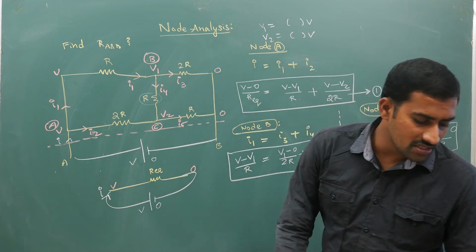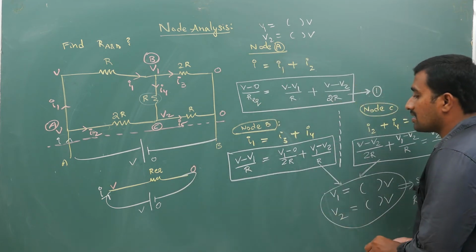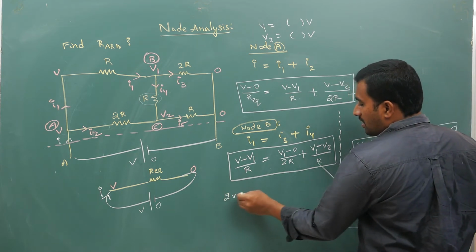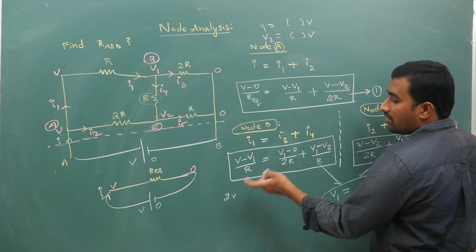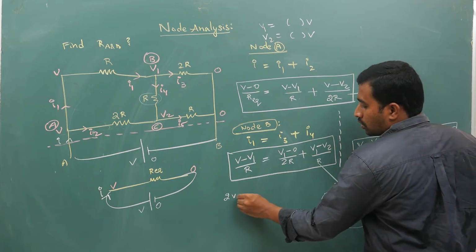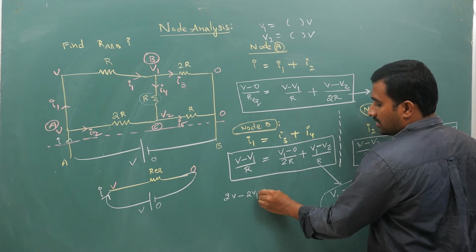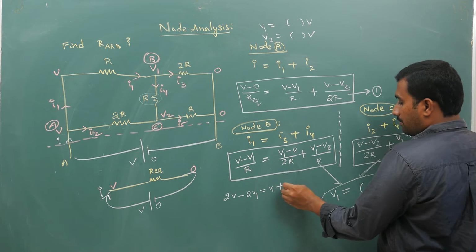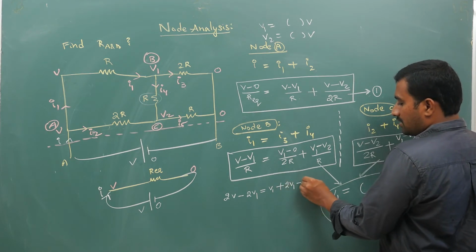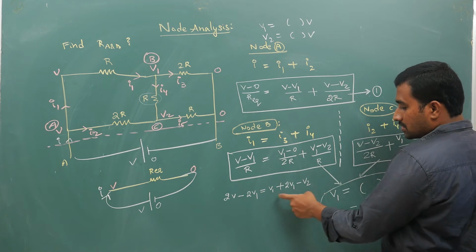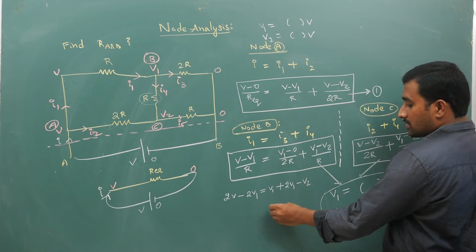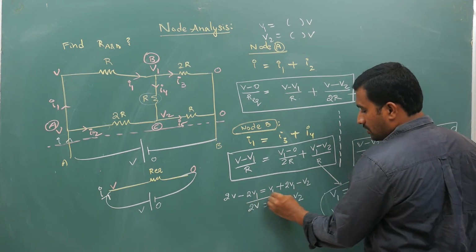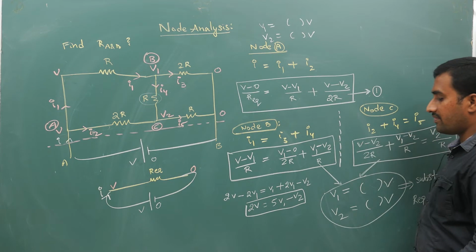Now in this scenario, what is your final answer here? I will do it. The 2R in the denominator will cancel off, as I am multiplying with 2R. So 2V minus 2V1 is equal to V1 plus 2V1 minus V2. So 2 plus 1 is 3, 3 plus 2 is 5. 5V1 minus V2 is equal to 2V. I have multiplied it with 2R.